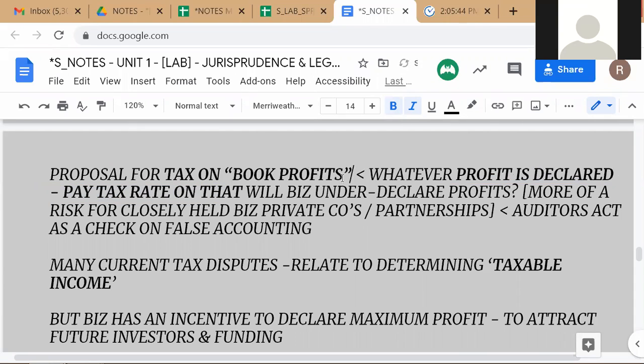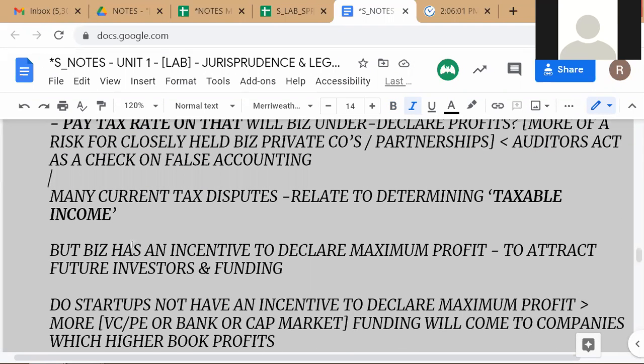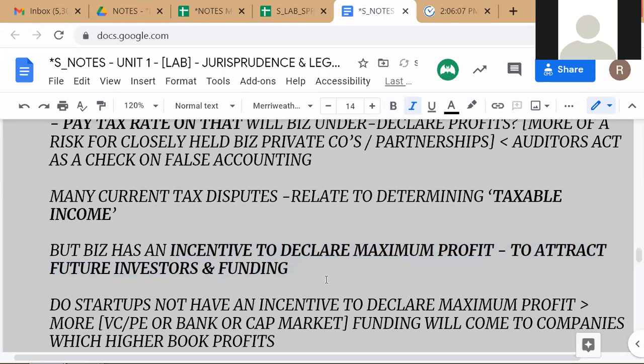Now what might happen is this: Tanuj was saying in the other class that people will under-declare profits. Now the question is, will they under-declare profits? Think about the incentives here. Actually, businesses have an incentive to declare maximum profits because of the need to attract future investors and funding. You could say that public companies have a greater incentive, but even private companies have an incentive, because the incentive does not change much between a public company and a private company, because everybody wants to grow.